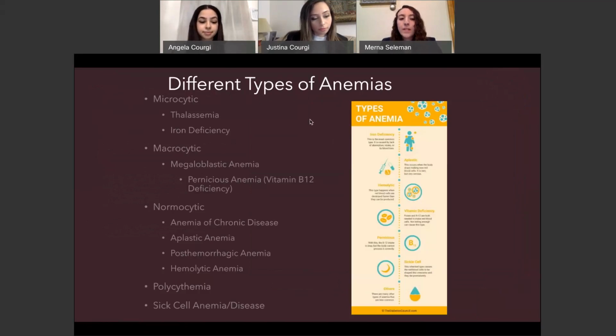As said before, there are many types of anemia. Listed on the slide is a brief overview on how each anemia is subcategorized. So first we have microcytic anemia and its 2 subcategories known as thalassemia and iron deficiency. Next there is macrocytic, and one of its subcategories is megaloblastic anemia, which can be further subcategorized into pernicious anemia. Then we have normocytic and its 4 different subcategories: anemia of chronic disease, aplastic anemia, post-hemorrhagic anemia, and hemolytic anemia. We also have polycythemia, and finally sickle cell disease, also known as sickle cell anemia, but we'll get into that later on.